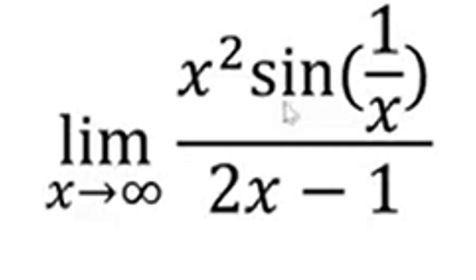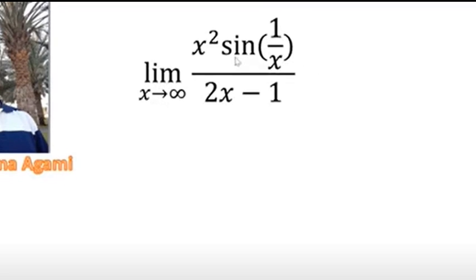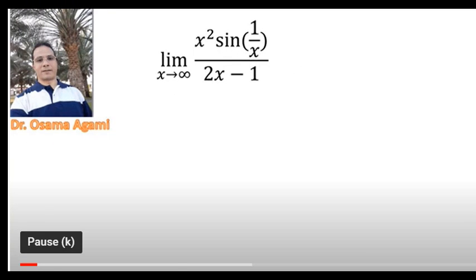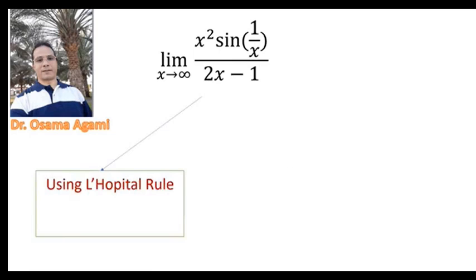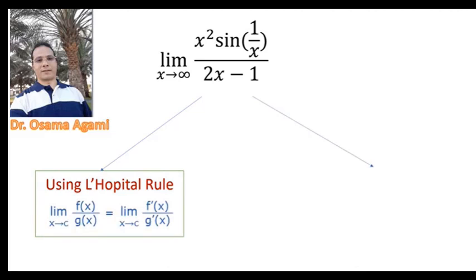In our section today, we are going to use two different methods to find the value of this limit. The first method is using L'Hopital's rule. In L'Hopital's rule, you differentiate the numerator separately and you differentiate the denominator separately. And you substitute the value of x equal to c.